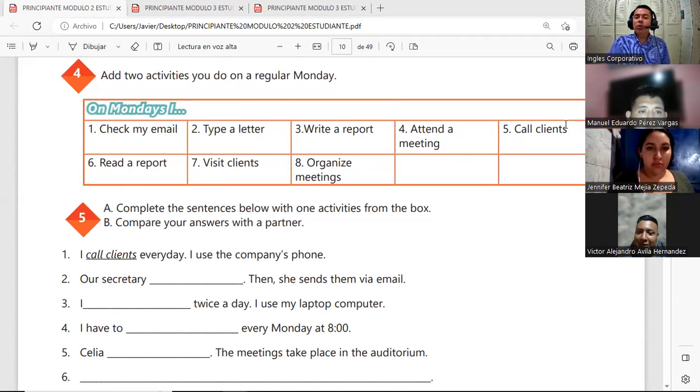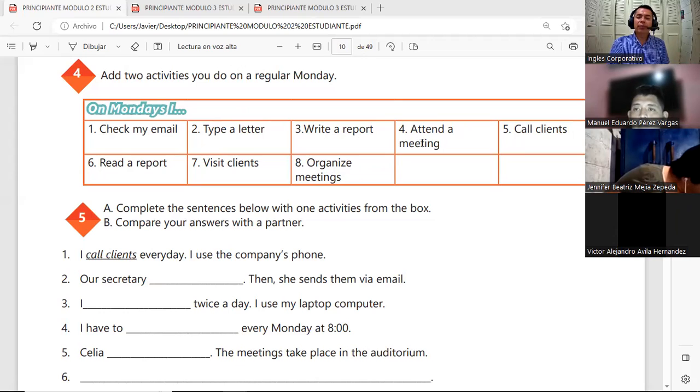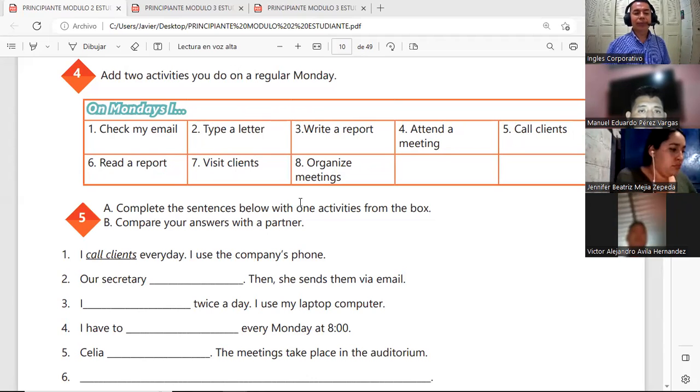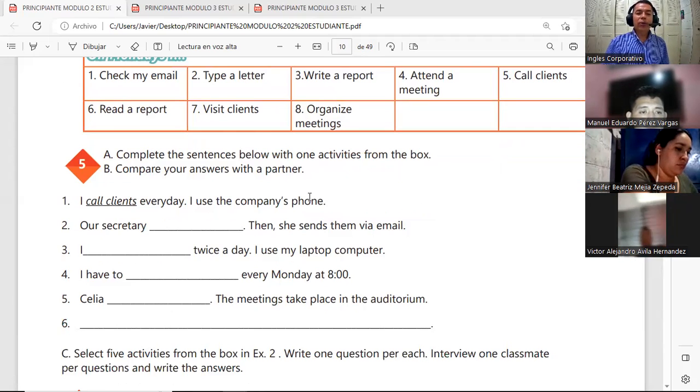Activities you regularly do on Monday, right? Number one, check my email. Number two, type a letter. Number three, write a report. Number four, attend a meeting. That means in this case, asistir, attend a meeting. Number five, call clients. Number six, read a report. Number seven, visit clients. And number eight, organize meeting, right? Okay, class. Now, using this information, we are going to answer this.